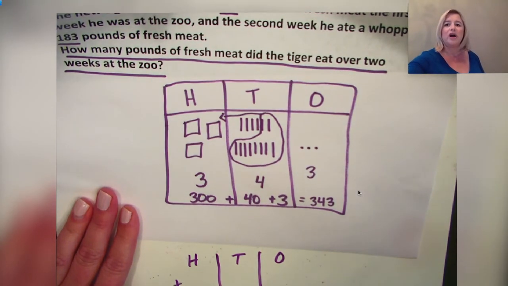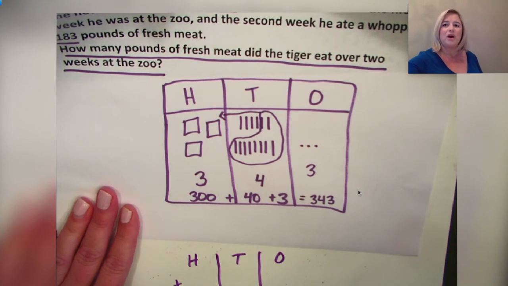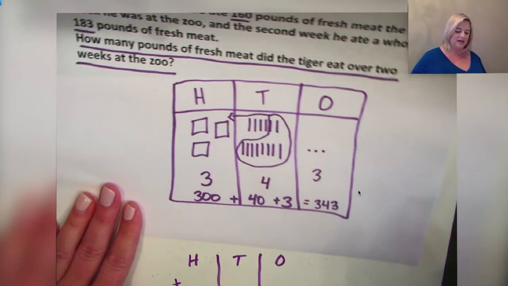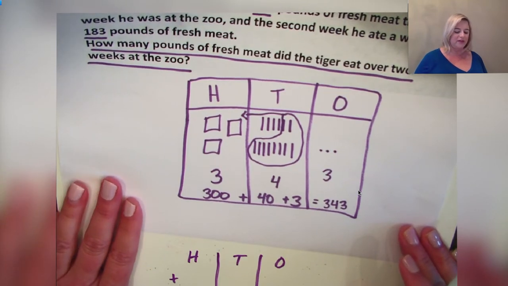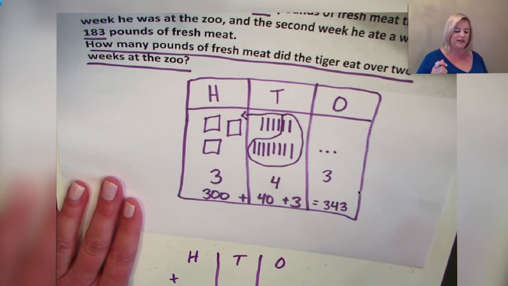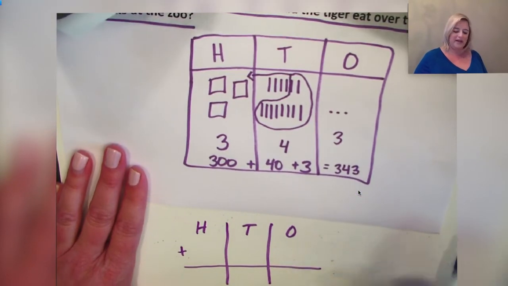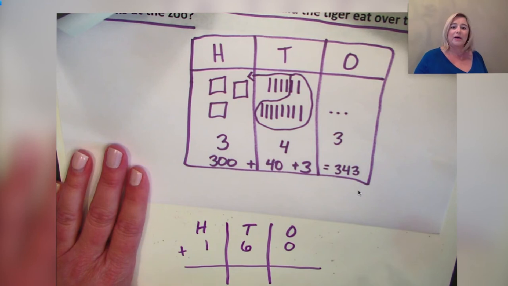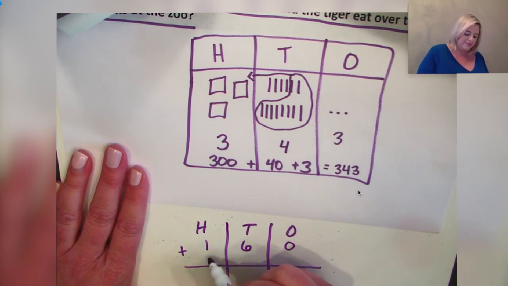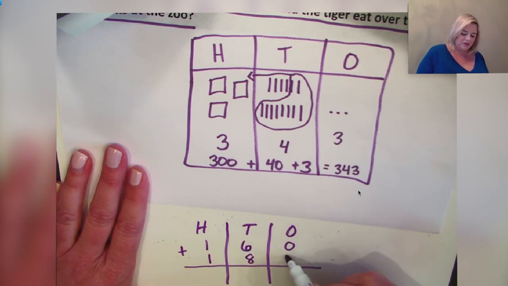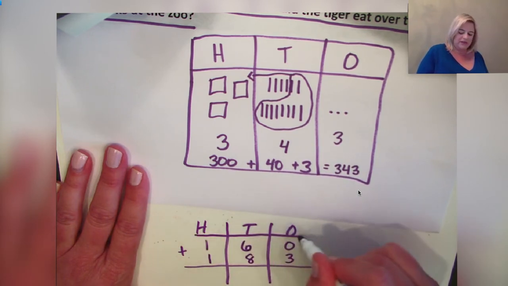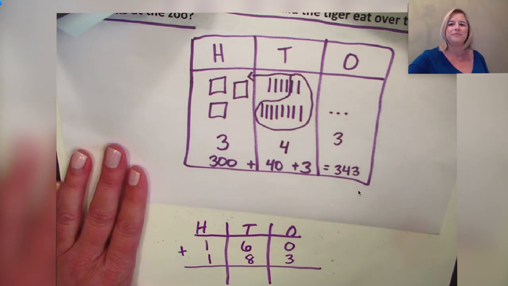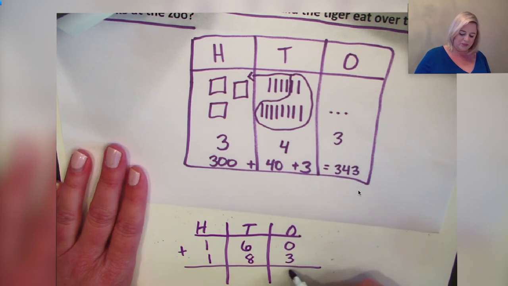Now, let's write our problem to match. We need how many for the first week? How many pounds of fresh meat the first week? Very good. 160. How many pounds the second week? 183. You all are doing an awesome job. Our problem matches our model. When we add our 3 ones, we get 3.